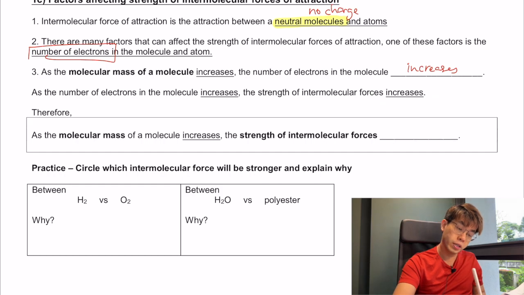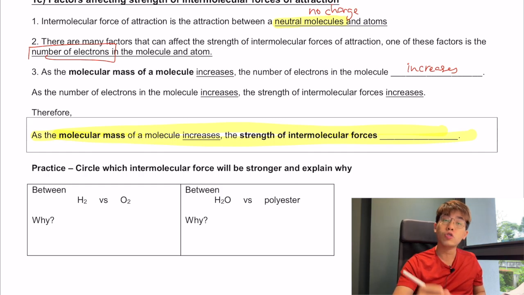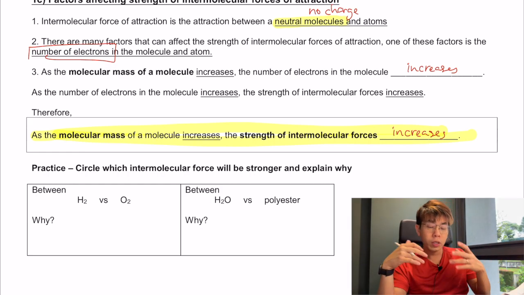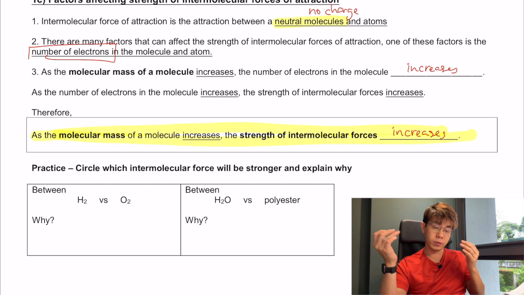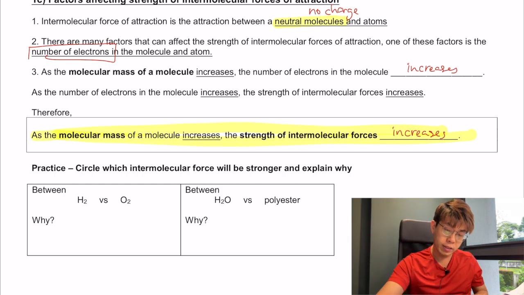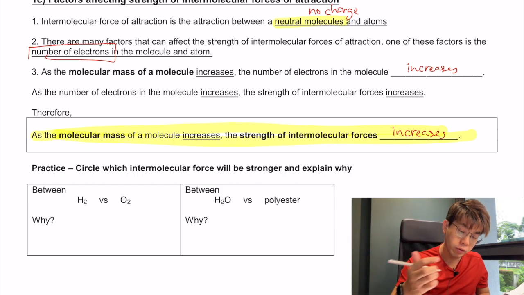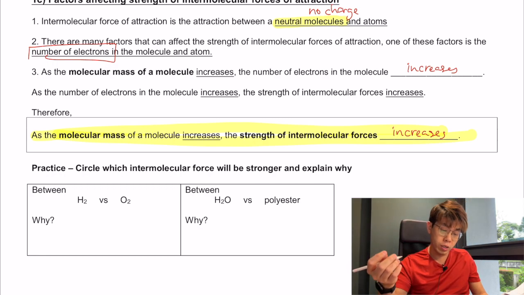So loosely, we can remember this trend. If the molecular mass of a molecule increases, the strength of the intermolecular forces increases. So the bigger the molecule, the stronger the intermolecular force. So let's look at these two examples. Here we got hydrogen and oxygen. Which one would be stronger?